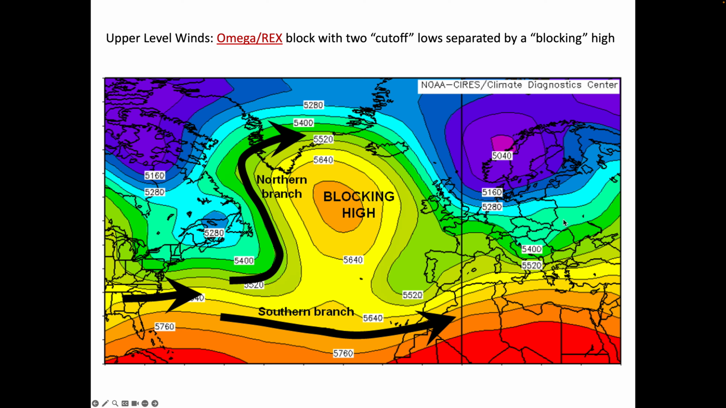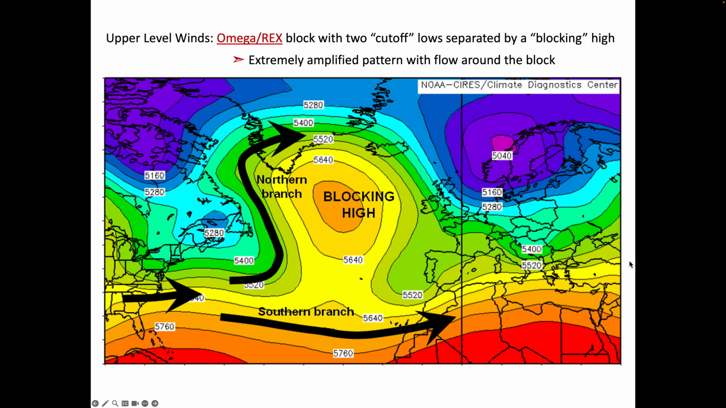Blocking patterns occur when we get circular closed iso heights in our ridges and our troughs. We refer to the ridges as blocking highs, and we refer to our troughs as cutoff lows. So we have blocking highs and cutoff lows. And what happens when we get blocking patterns like this? First of all, you can see that the iso height pattern basically arcs out the shape of the Greek letter omega.